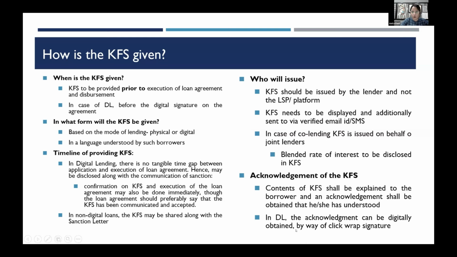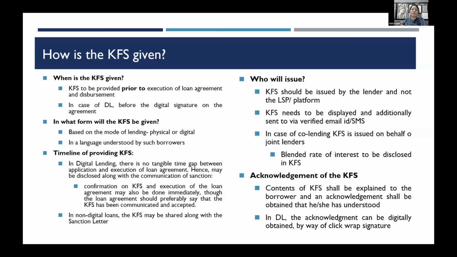In case of non-digital loans as well, the KFS may be shared along with the sanction letter. We already discussed that it will be issued by the lender. In case of co-lending, usually one of the lenders acts as the sourcing agent or the upfront face who interacts with the borrower. However, the KFS should be issued by both the co-lenders. It could be a common format wherein the logos of both the lenders are provided in the KFS document. If you see, the KFS format also requires you to disclose the name of the co-lending partner.